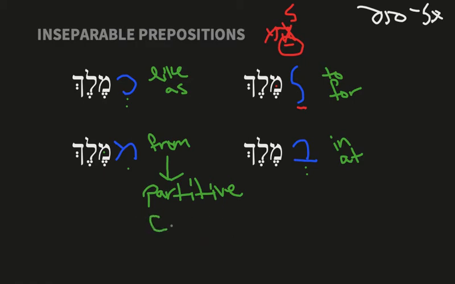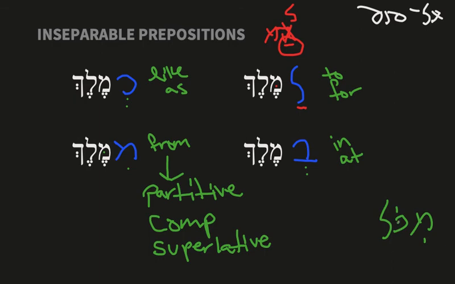It can also be used comparatively, which we use often with adjectives, so it is more good than that, it is better than that, it is worse than that, or it can be used as a superlative, which would indicate the greatest things of all, which we often see with this word, mi kol, from all, or the most, followed by an adjective.